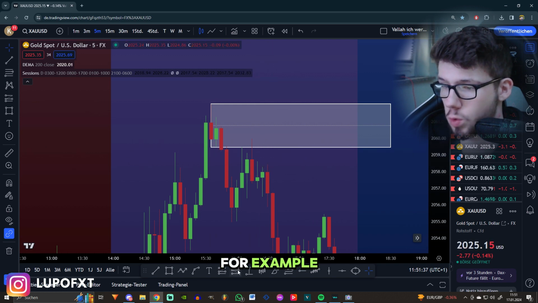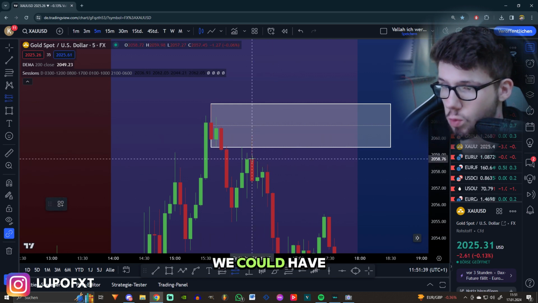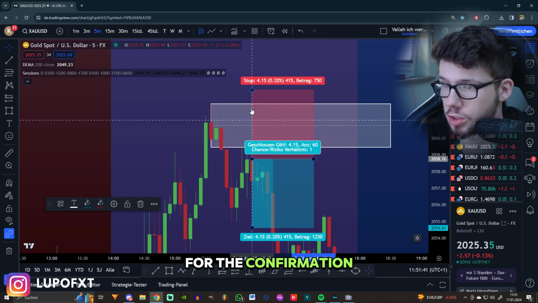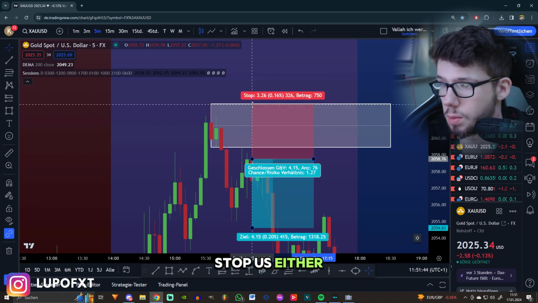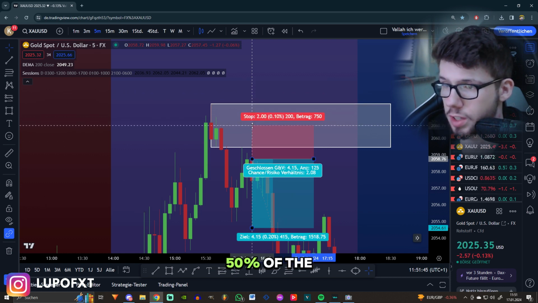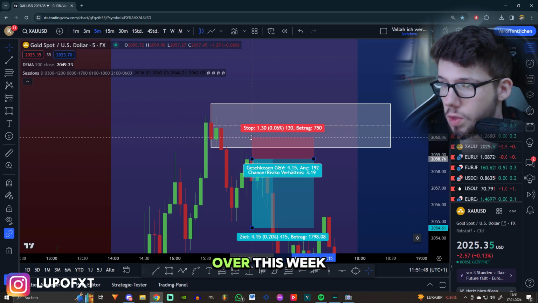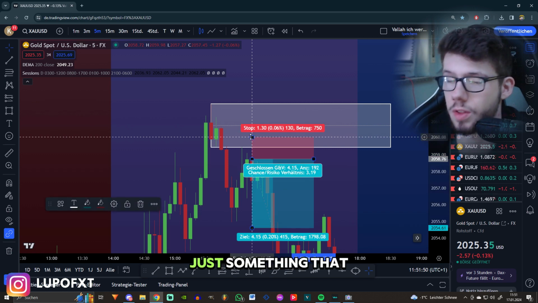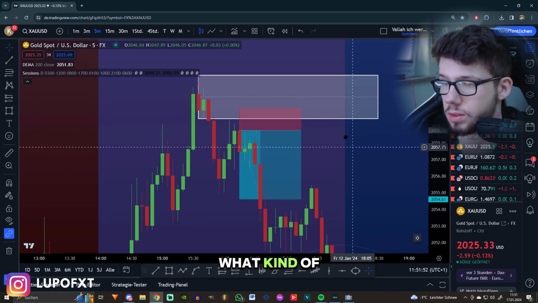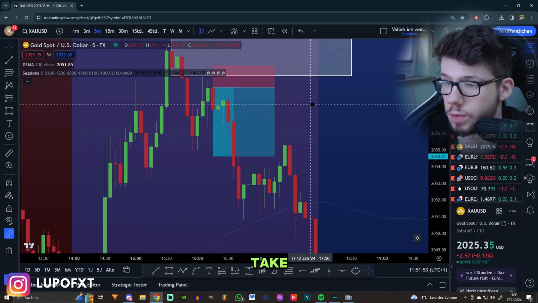And the moment, for example, we had a touch here, we could have entered, or we could have waited here for the confirmation, whatnot. Put the stop loss either above this zone, at the 50% of the zone, just over this wick. This is just something that you have to figure out for yourself. What kind of risk do you want to take for yourself, right?